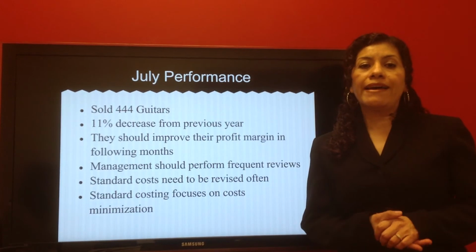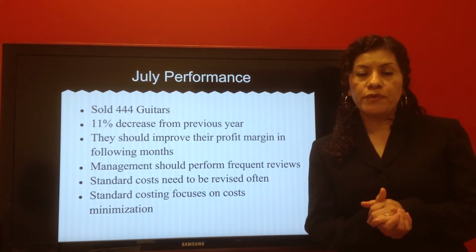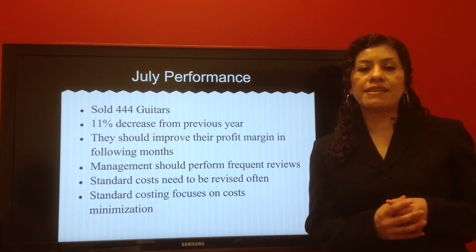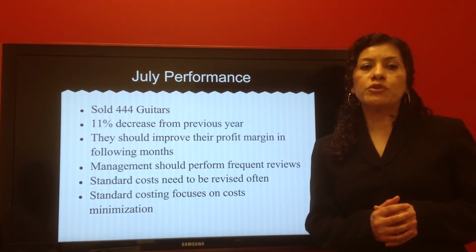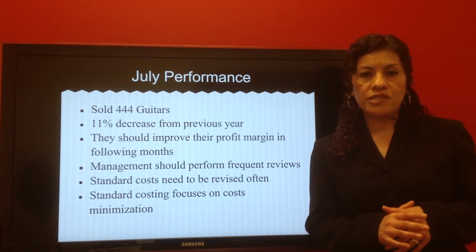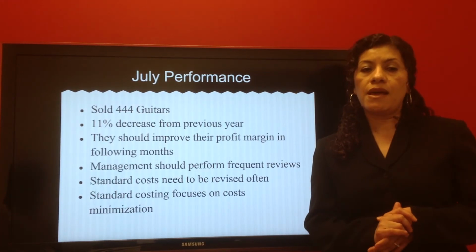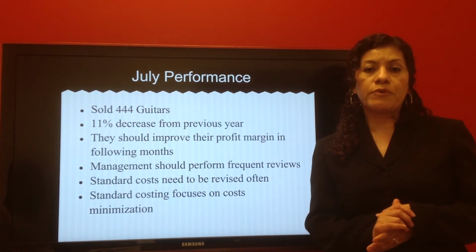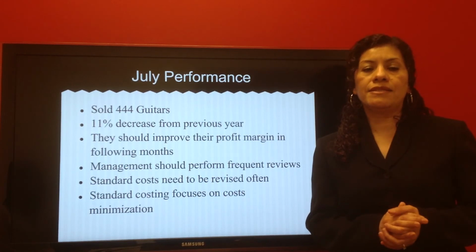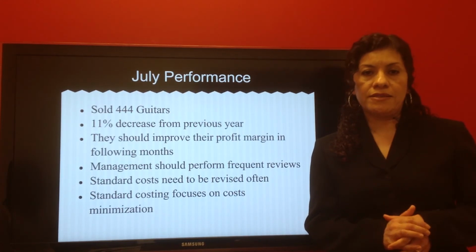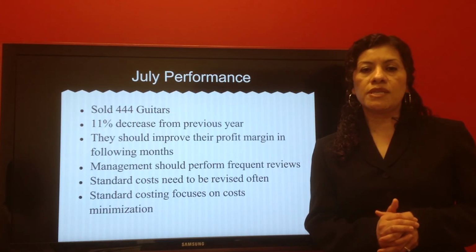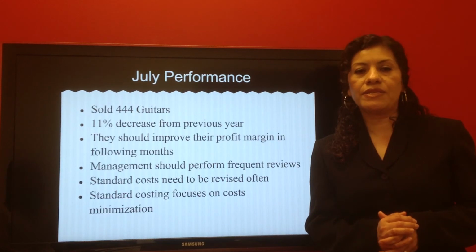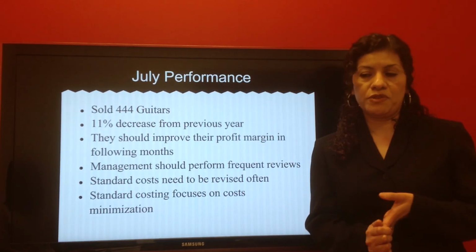In the month of July, they had sales of 444 guitars, which was an 11% decrease from 2011. Springsteen should improve their profit margin in the following months. Management should perform frequent reviews, and the standard cost needs to be revised often. They should review it because standard costing focuses on cost minimization, rather than increasing product quality or customer service.